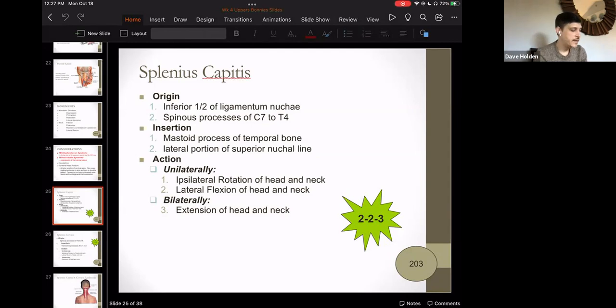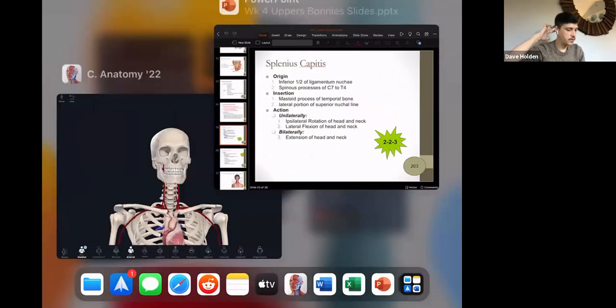So it begins on the inferior portion of the ligamentum nuchae. That's the fin-like ligament that runs through the back of the cervical spine, connecting the spinous processes, as well as the spinous processes of C7 through T4. So base of the neck and part of the upper back. It inserts on the mastoid process of the temporal bone and the lateral portion of the superior nuchal line.